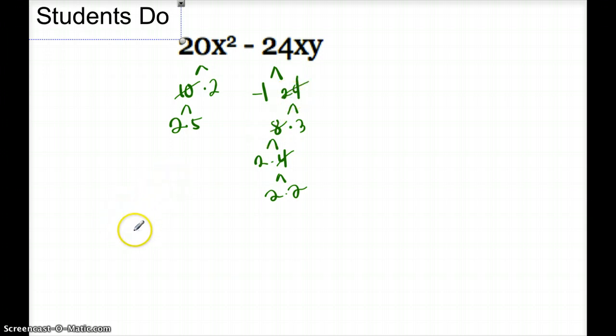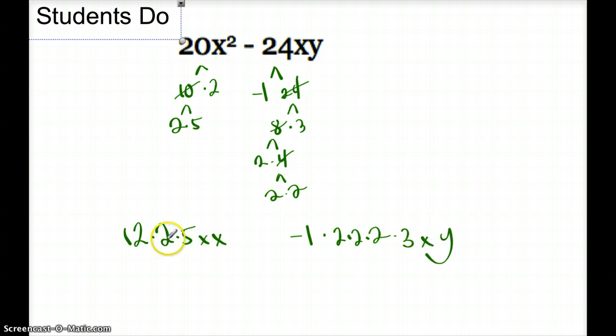Okay, so the first group, 2 times 2 times 5. For example, 4 times 5, or 10 times 2, both 20. And then 2 x's, 1, 2. And then second group, negative 1 times 2 times 2 times 2. That's 8 times 3. And then an x and a y. Commonalities, they both have a 2. That's it. That's all they have. That's the greatest group. And then I have an x. Just one x. Okay. Leftovers go inside.